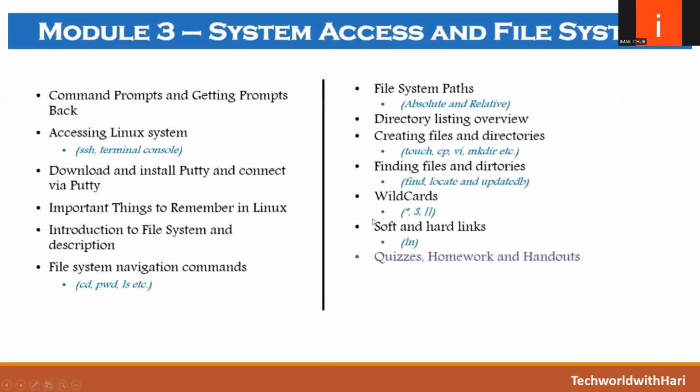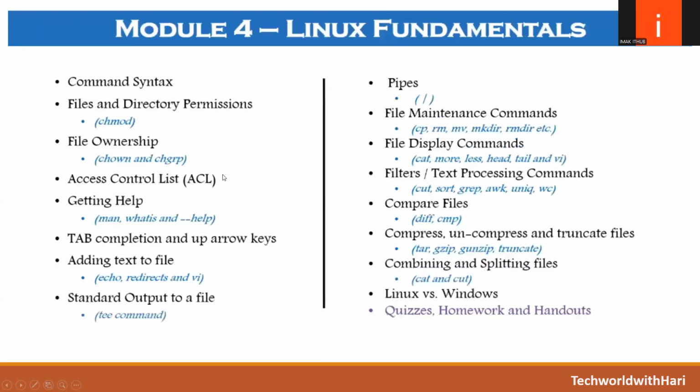Moving on to module 3, which is about system access and file systems: command prompts and getting back, accessing the Linux system, SSH terminal, downloading and installing PuTTY, an introduction to the file system and different types of file systems, basic commands like cd, pwd, ls, file system paths like absolute path and relative path, listing, creating files and directories using touch, cp, vi, mkdir, etc. Also finding files and directories with find, locate, updatedb, wildcards, and creating soft and hard links, in this third module.